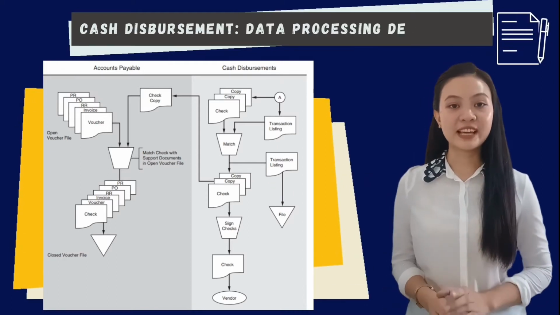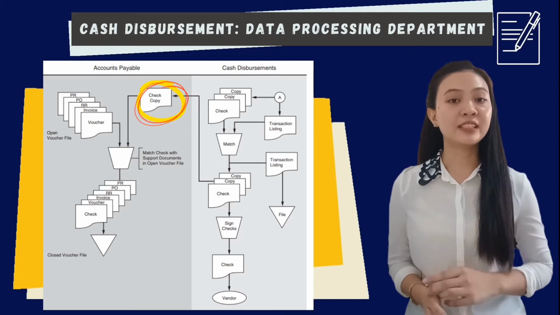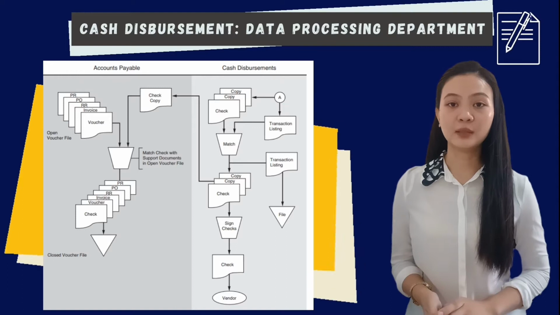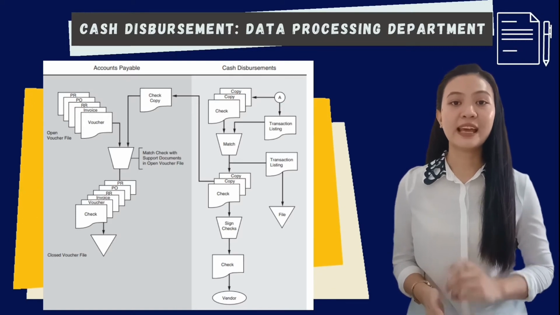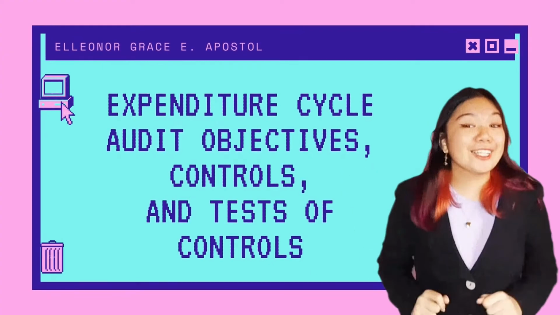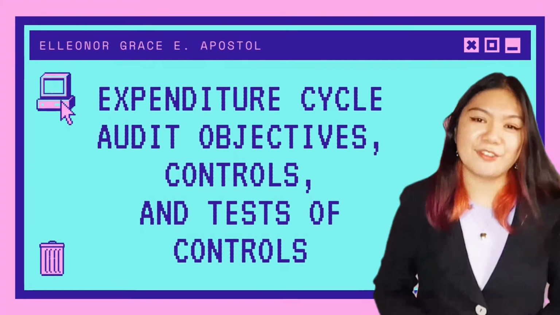Upon receipt of the check, the accounts payable clerk matches it with the open voucher and transfers these closed items to the closed voucher file. And this concludes the expenditure cycle process. Expenditure cycle audit objectives, controls, and test of controls.